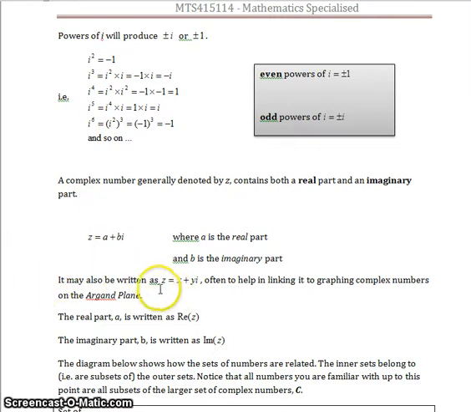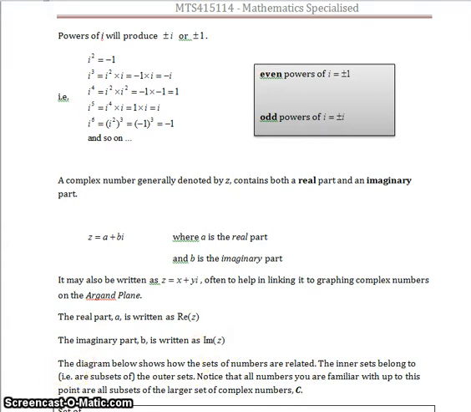b is a real number, but it's called the imaginary part of the complex number. It may also be written as z equals x plus yi rather than a plus bi, but it's effectively the same thing. x is our real part, y is our imaginary part. And it's often helpful to write it like this when we're linking it to graphing complex numbers on what we call the Argand plane, and we'll get to that. The real part a is also written as Re(z). The imaginary part b is written as Im(z).